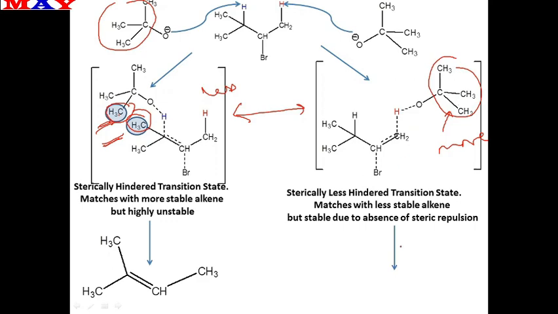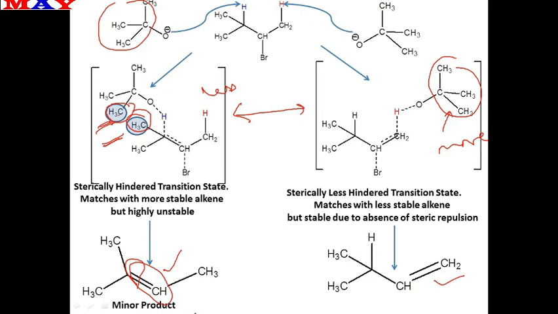Although the alkene which will be produced from this transition state will be less stable because it is a terminal alkene. We know that non-terminal double bonds are more stable and terminal double bonds are less stable. So this will be the minor product and this will be the major product.